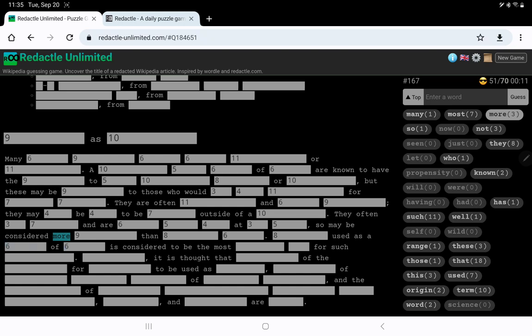8 used as a 6 of 6 is considered to be the most 7, 3 for such 10. 9, comma, alternatively, or but 6 used as a 6 of 6 is considered to be the most 7-3. The most effective, the most something. What's the 3? Tool is 4.